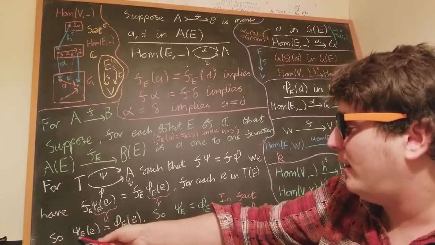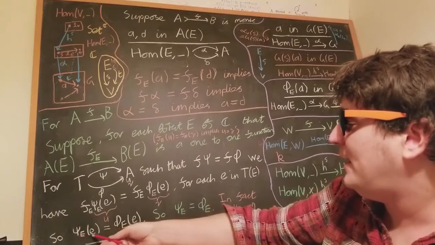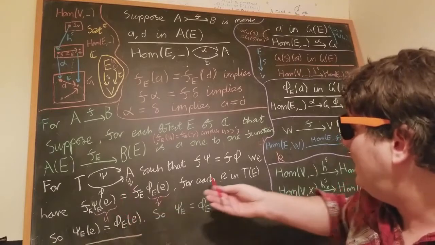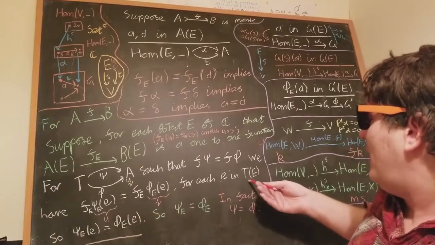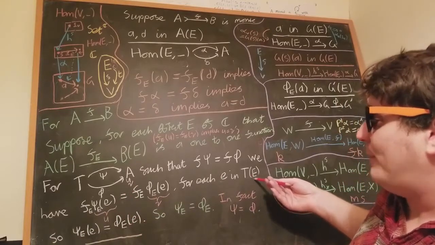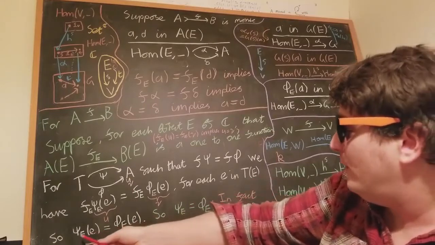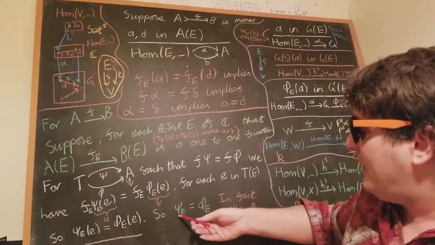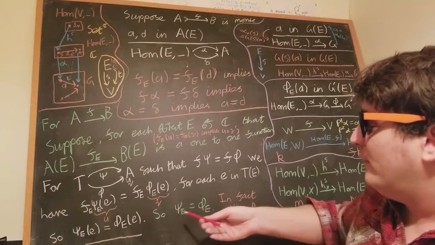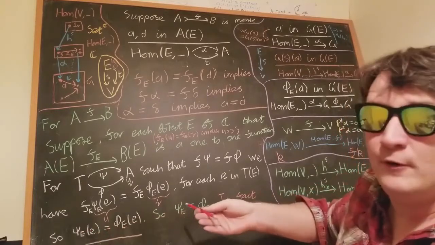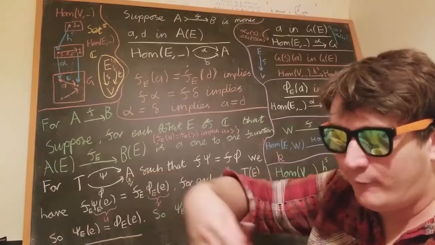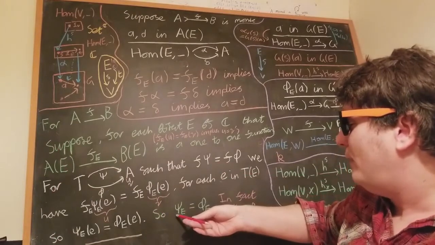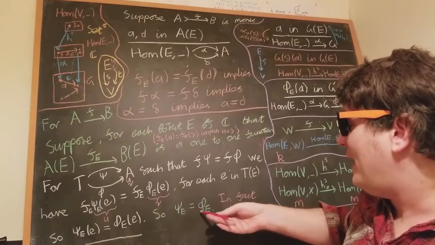This argument that psi_E of little e equals phi_E of little e holds for any little e in the set capital E. Okay, so that means that we must have that psi_E equals phi_E, because these are just functions, okay? And if the functions agree for any element they might act on, then we must have that psi_E equals phi_E.